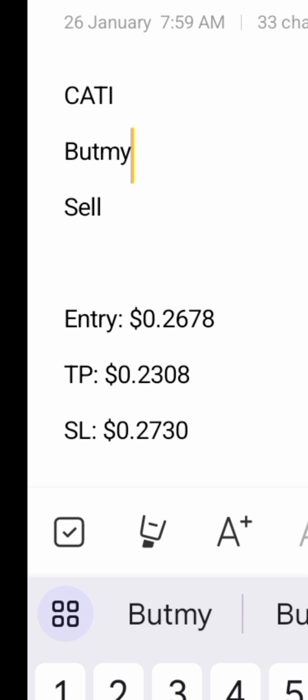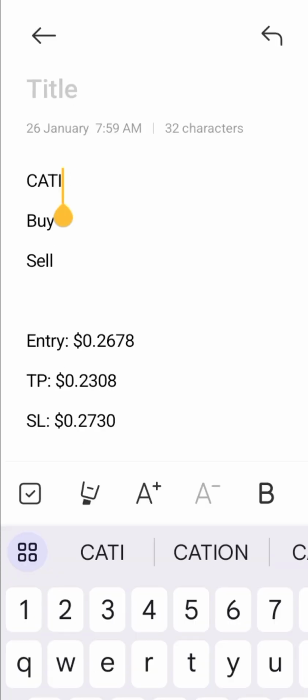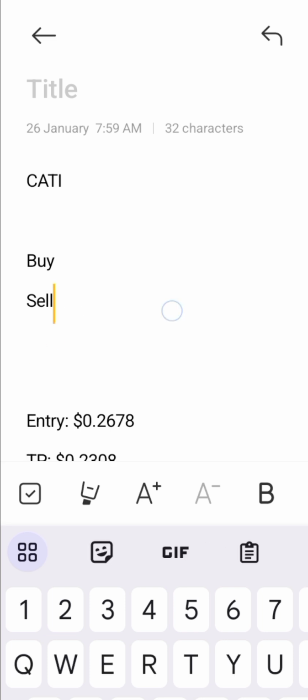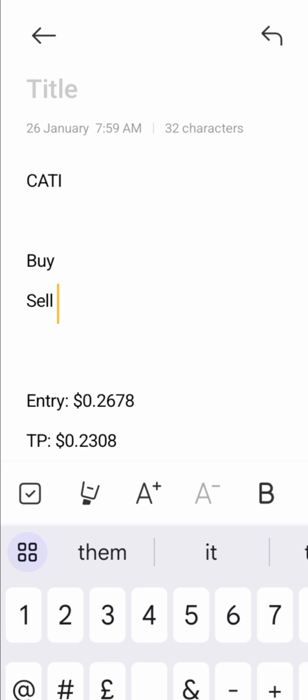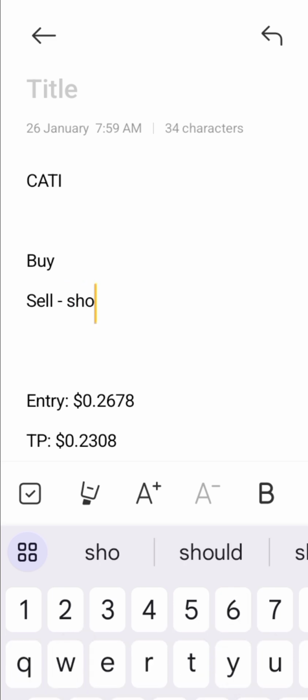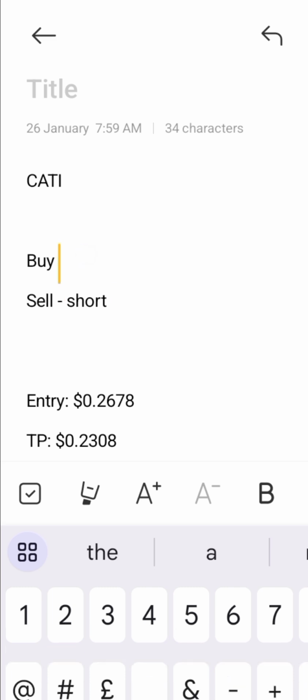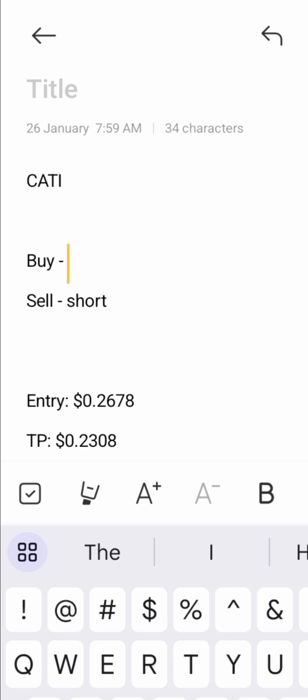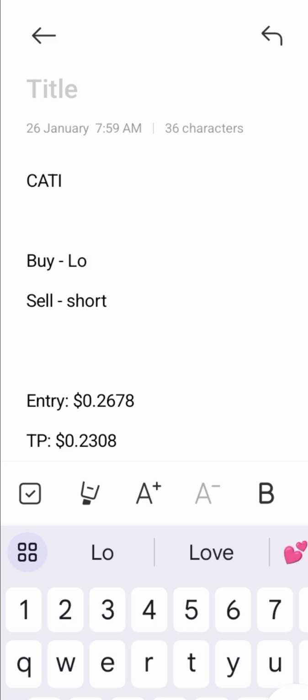Okay, you have buy. You have sell, you have buy. Okay, and then, sell means short. Just take note of all these. Sell means short, and then buy means long.